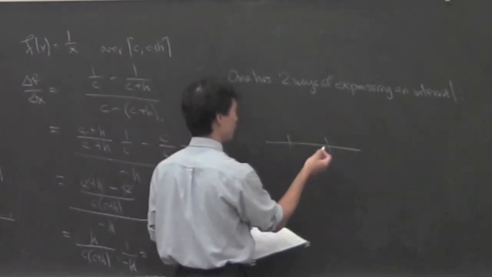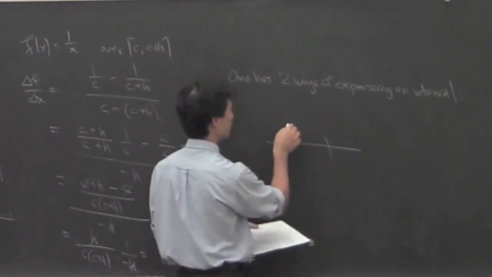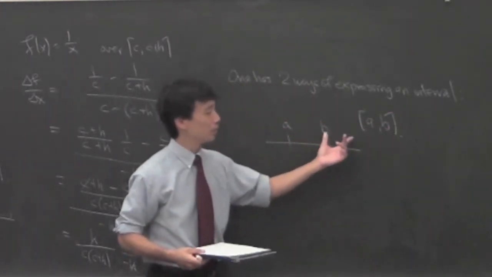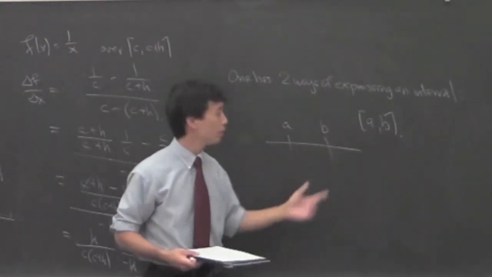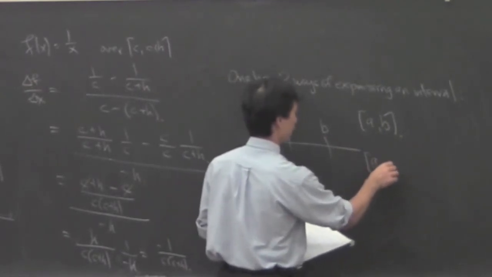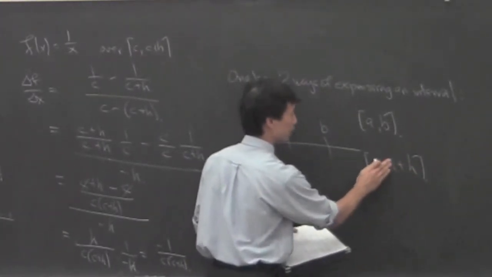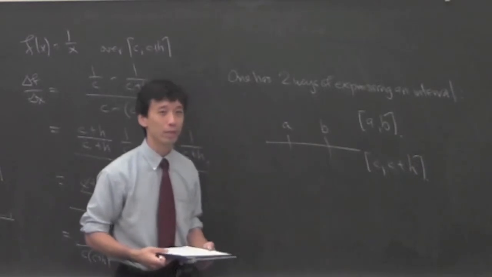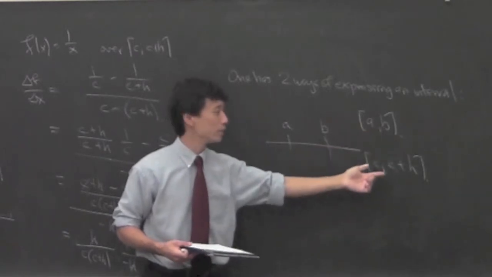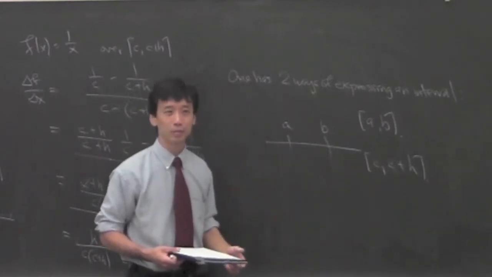If you've got an interval, one either expresses it as a comma b, right? So you could write this as a comma b, or you could write this as a and then a plus h, right? Or as we were just writing, c plus h. Right, the first way emphasizes the endpoints, tells you what the endpoints are. The second way emphasizes the left endpoint and the length of it, right? The left endpoint and the length.